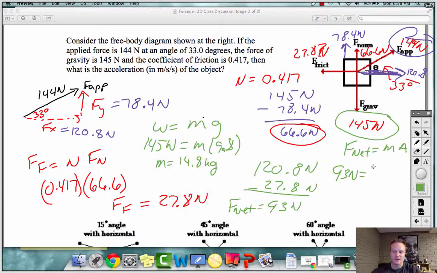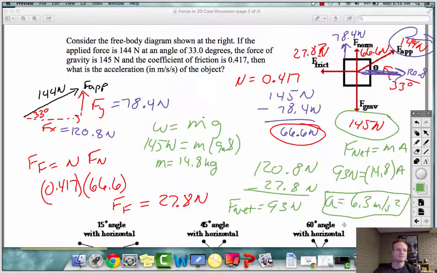So my m is 14.8 kilograms, and then a is what I'm looking for. So now I just take 93 divided by 14.8, and if you do that math problem, I get 6.3 meters per second squared. And that would be my answer. That is the acceleration of this box going in the horizontal direction, or to the right.